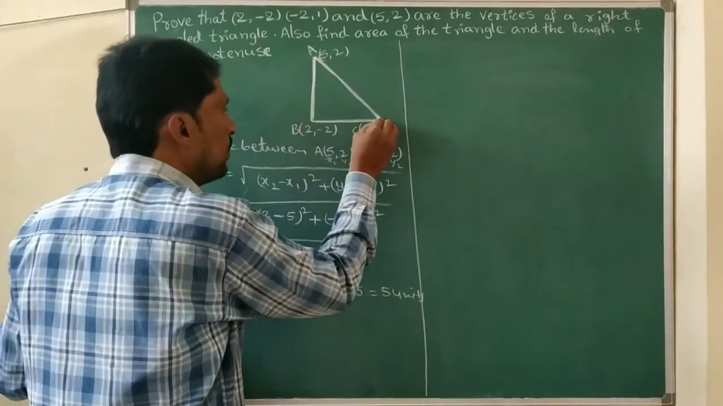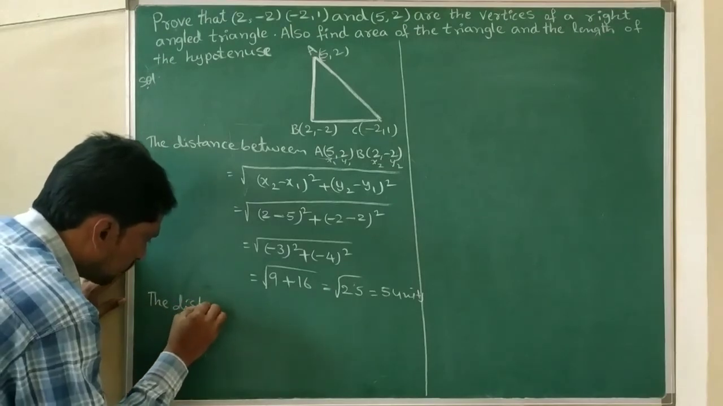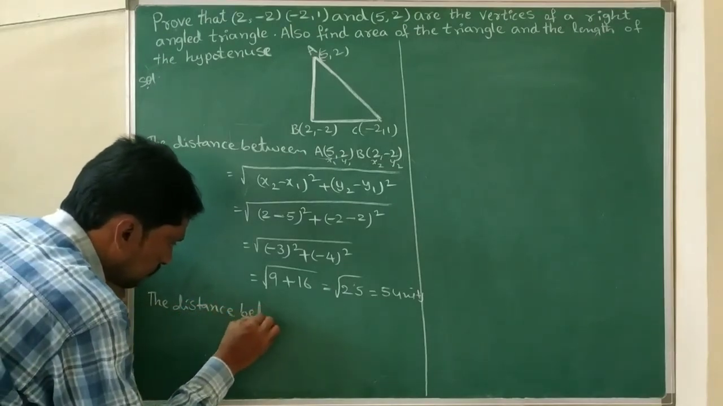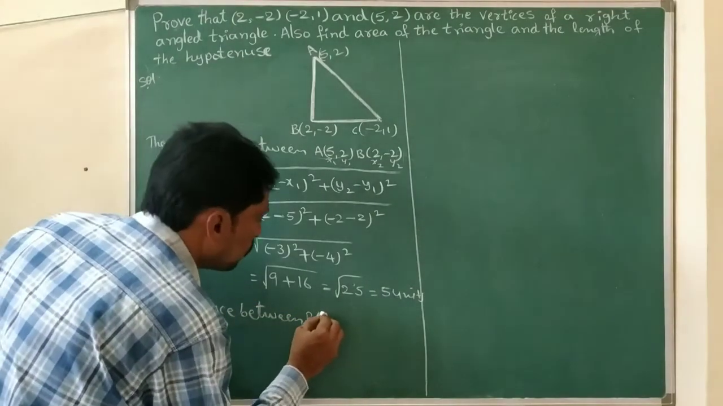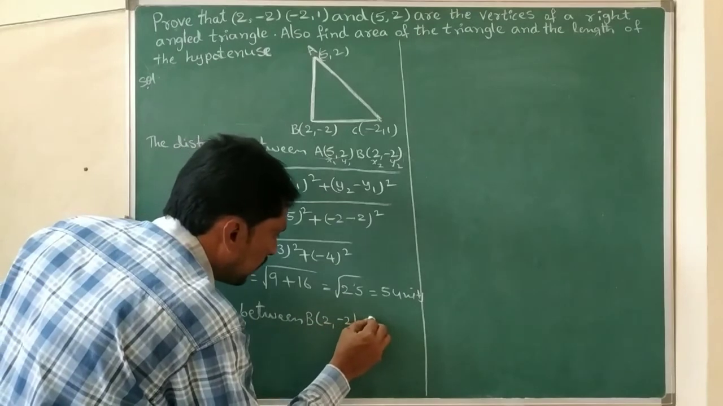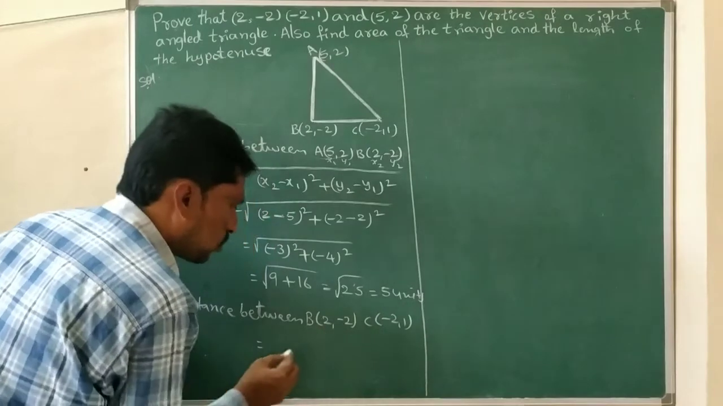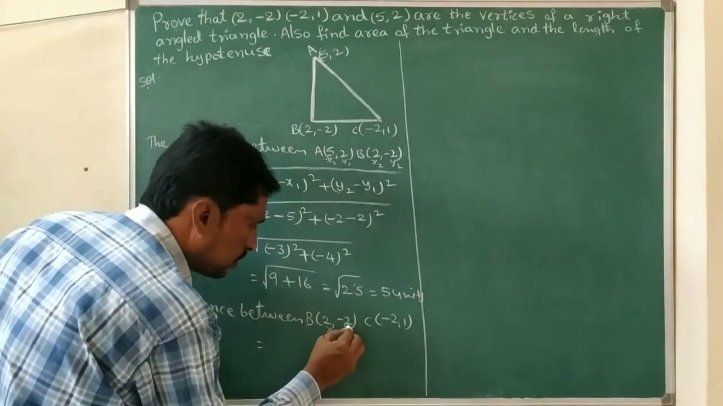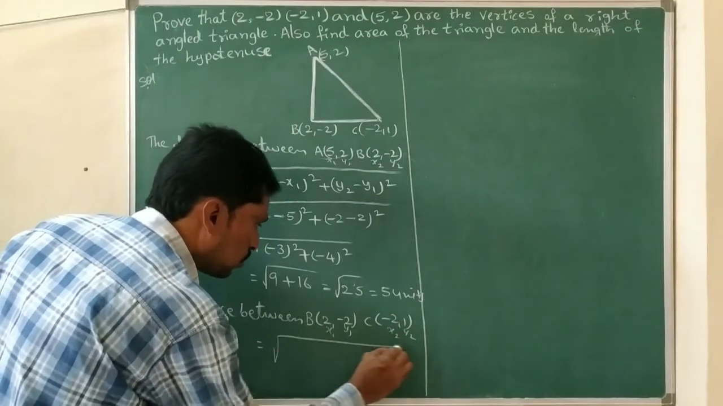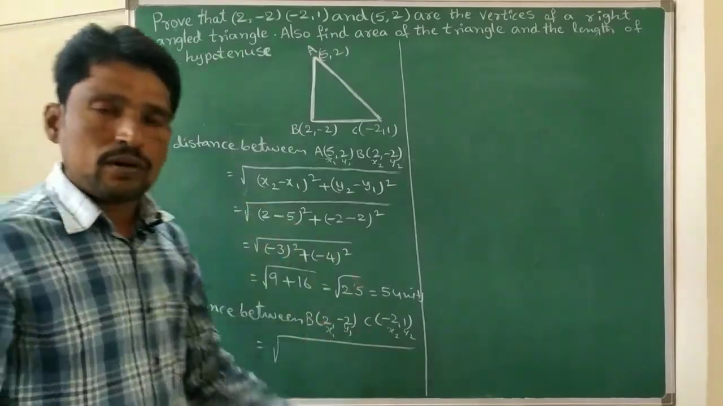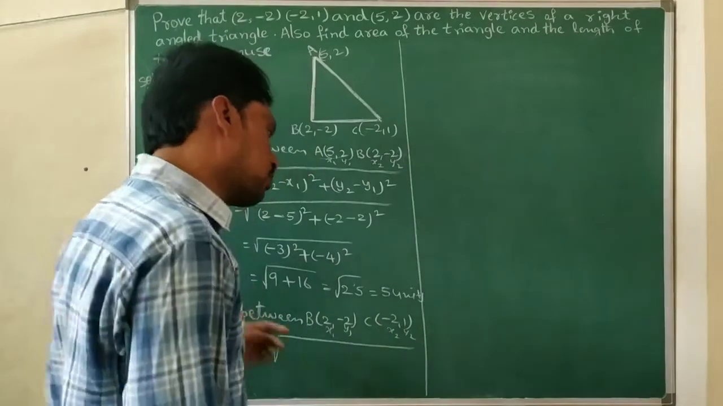Now we can find BC. So the distance between B (2, -2) and C (-2, 1) equals. Here B coordinates are x1, y1 and the C coordinates are x2, y2, under root. So you can apply the formula. What is the formula? Under root (x2 - x1) whole square plus (y2 - y1) whole square.